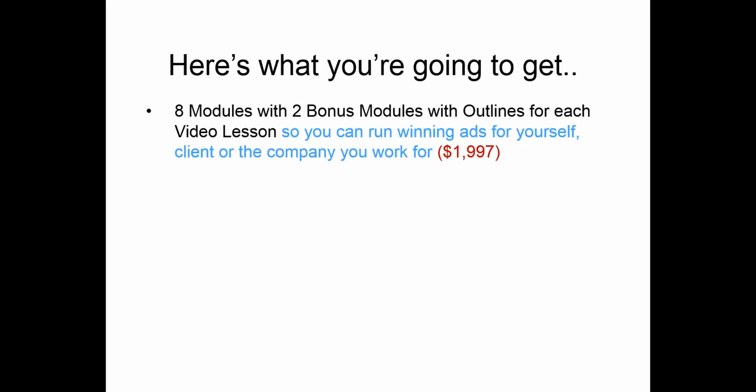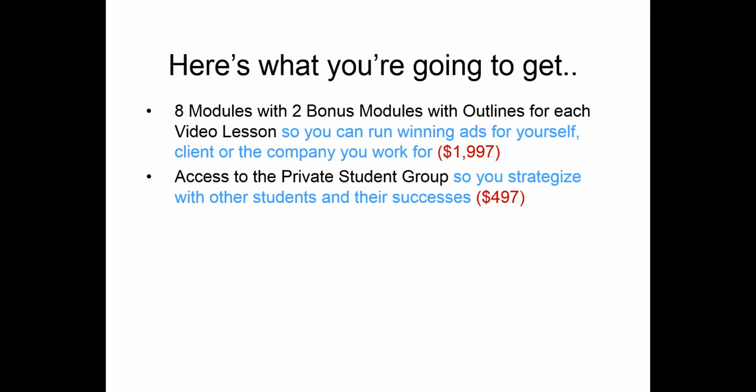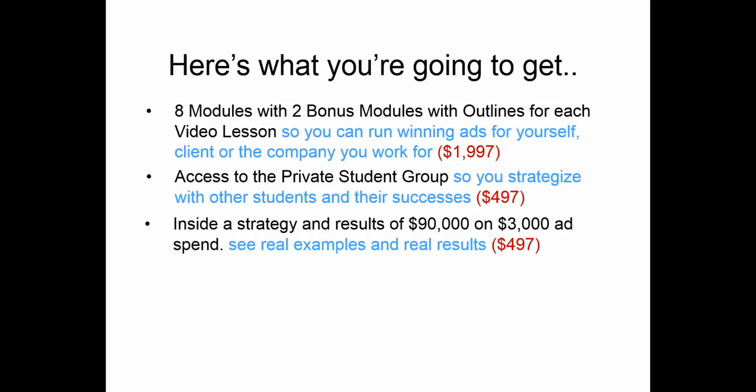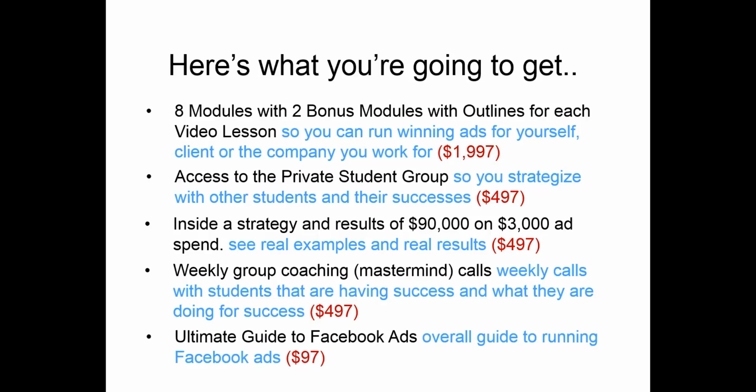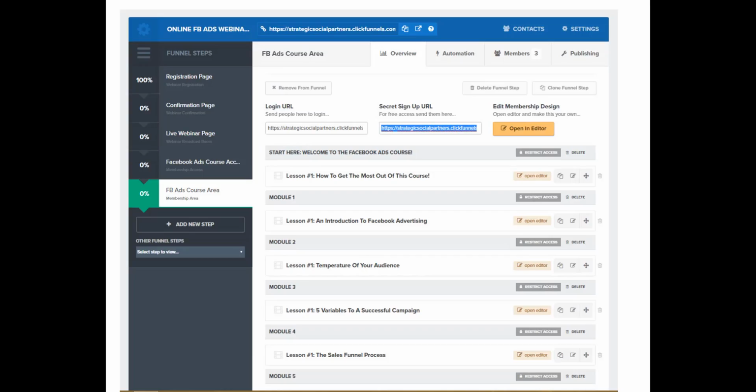So here's what you're going to get again. You're going to get the 8 modules with 2 bonus modules that outline each lesson, so you can run winning ads for yourself or your client's company you work for. You're going to get access to the private student group. We're going to take an inside look at the strategy and results of what we did, again, the $90,000 for a $3,000 ad spend. Weekly group coaching calls. We have those running consistently right now. We're usually doing those on Friday afternoons. And then we have an ultimate guide to Facebook ads, which again is going to help you really understand the concept of Facebook advertising for your business. So the total value is $3,585.